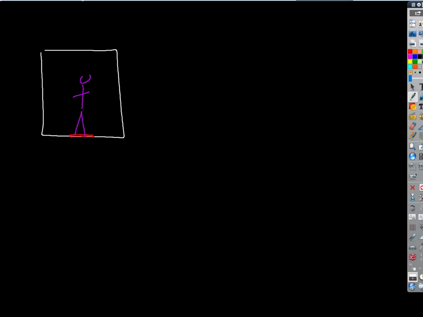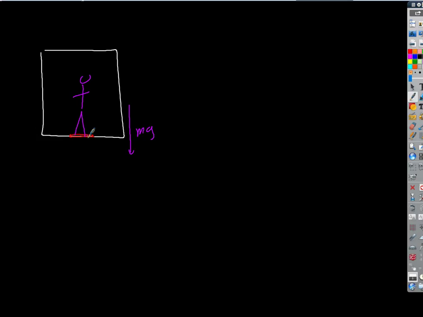So we know that there's mg acting down, right? The weight of the person. What else? The floor pushing back up. Okay, the floor is pushing up on the scale. Let's just assume that the scale is built into the floor here, right? So then there's the force of the floor, which is the scale, pushing up. So the floor is pushing up, and that's it, right?